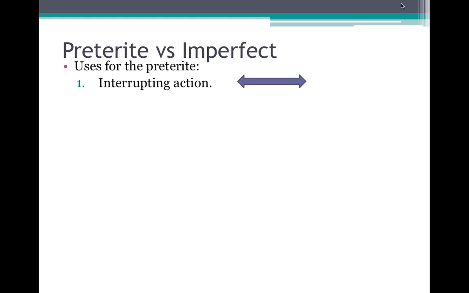I want you to think of preterite as an interrupting action. And I drew a little line there. That's my graphic to show you. I want you to think of the preterite as something that has a definite beginning and a definite ending. I tripped over the rock and then I fell. The falling started with me tripping on the rock and ended with me breaking my face on the floor. It has a definite beginning, definite ending.